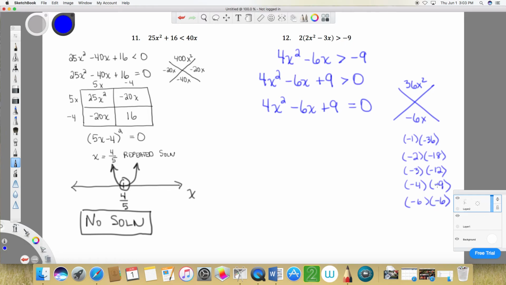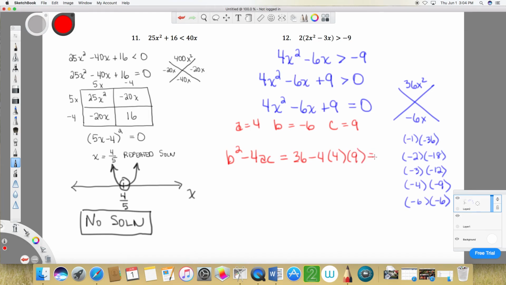So let's look at the discriminant. Let's go to the quadratic formula and identify a, b, and c. The discriminant, the part of the quadratic formula that's underneath the radical, is b squared minus 4ac. b squared, negative 6 squared, is 36, minus 4 times a, which is 4, times c, which is 9.